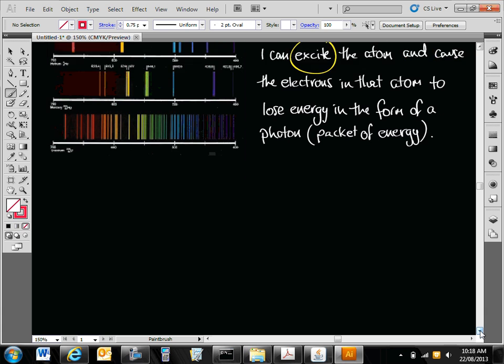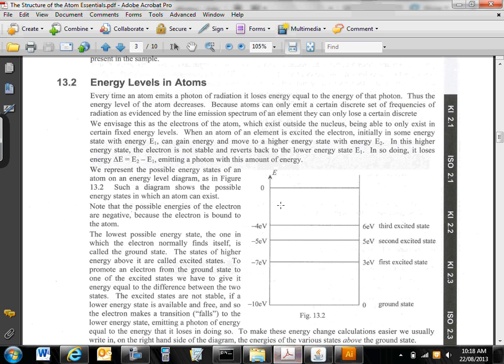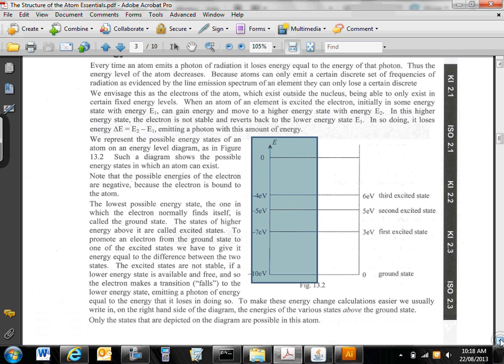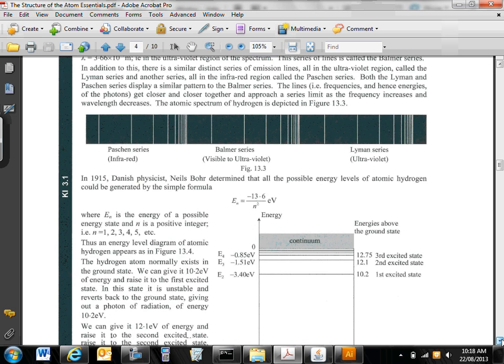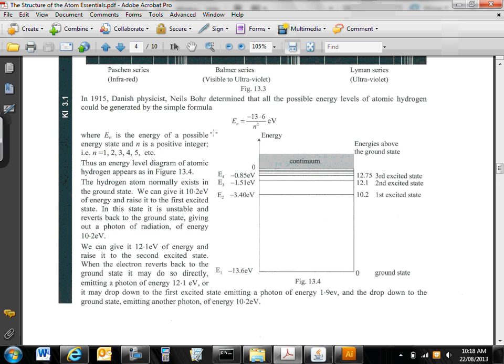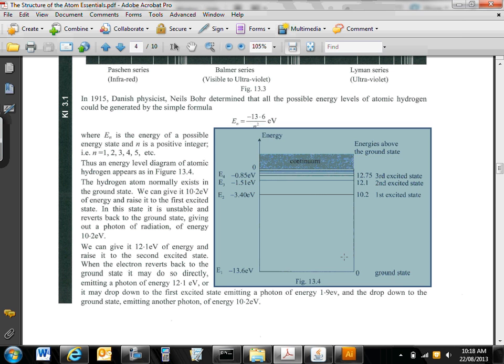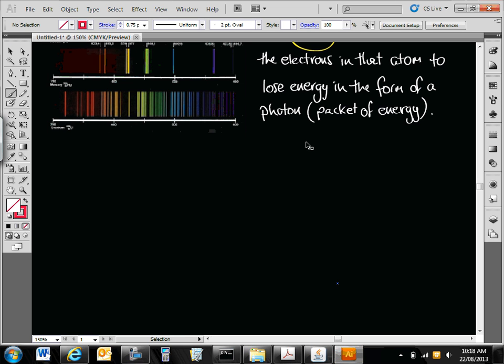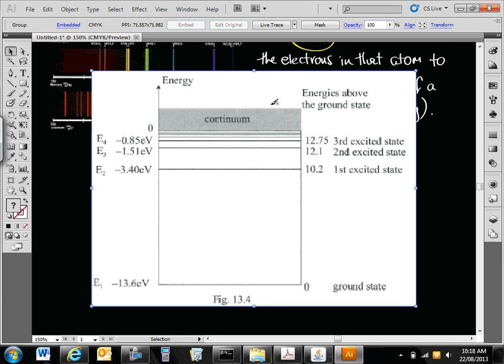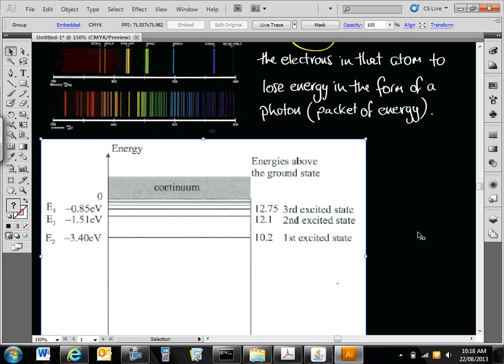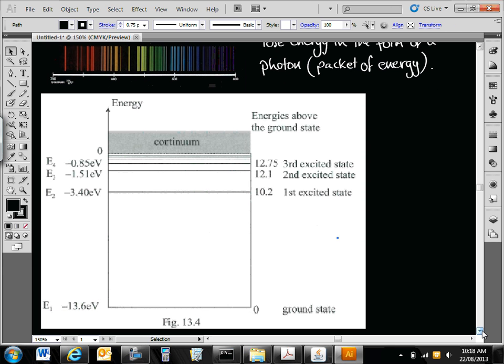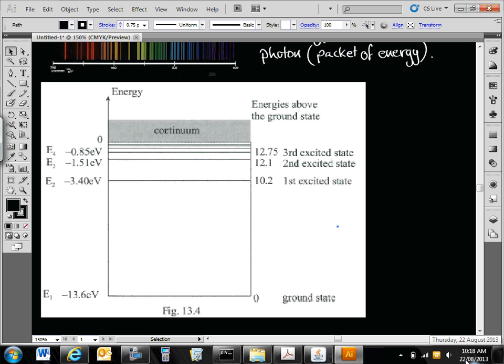Let's have a look at, now more importantly, energy levels. We might just go straight to hydrogen, actually, because we'll spend a little bit of time on this. I'm now going to relate what we've just spoken about to this diagram here. This is an energy level diagram for atomic hydrogen.